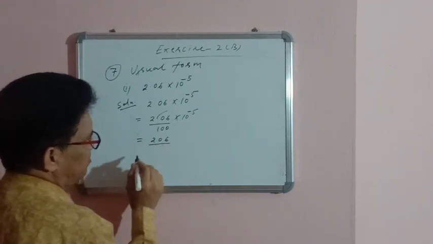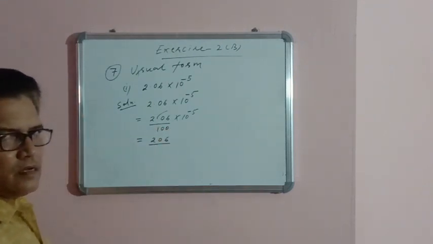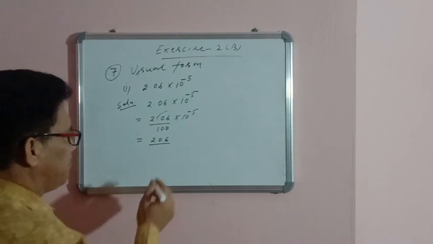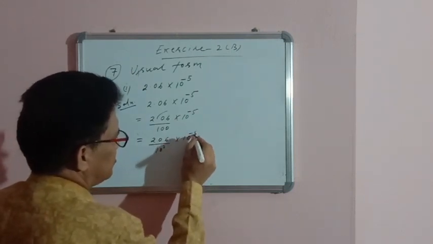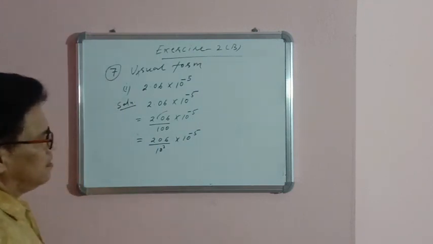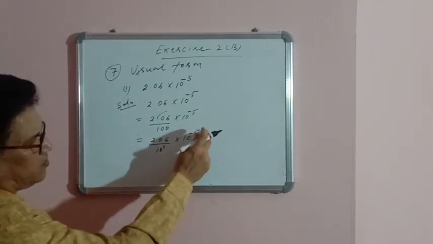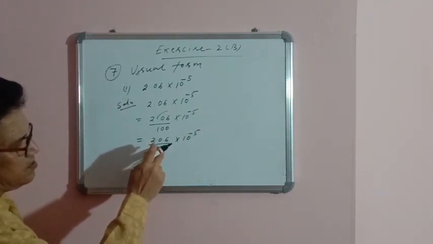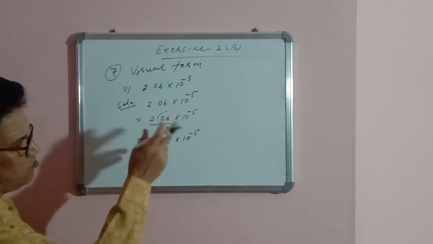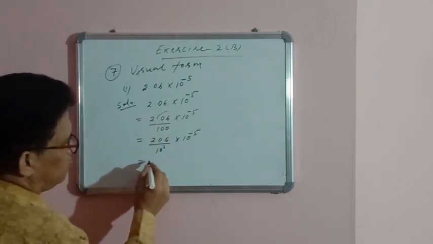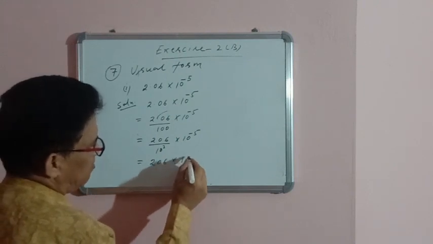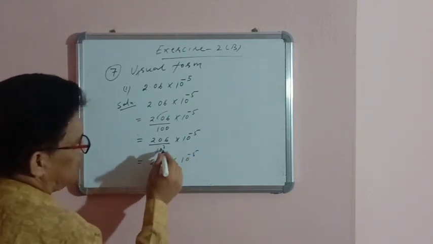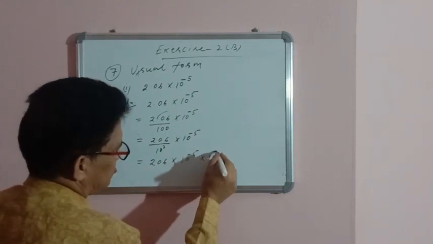206 upon 100, we can write 100 as 10 power 2. So 10 power 2 into 10 power minus 5 is there. Then this will go to the numerator, and the power will change from plus 2 to minus 2. So 206 into 10 power minus 5 into 10 power minus 2 is there.